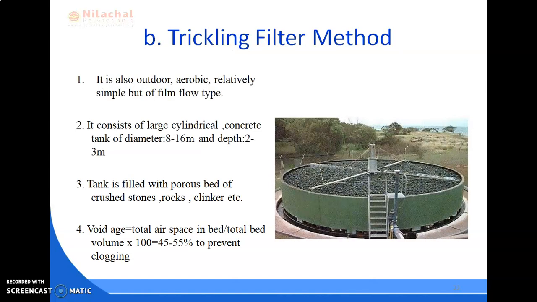Then the second one is the trickling filter method. So it is an outdoor aerobic, relatively simple but a film flow type. It is also called percolating filter.